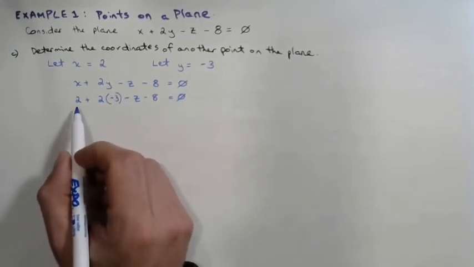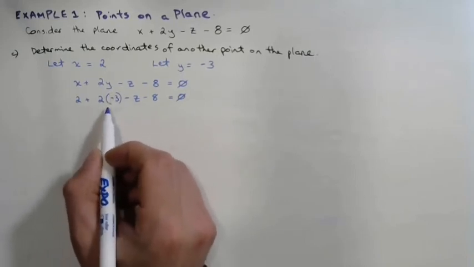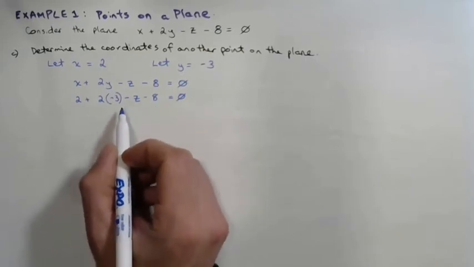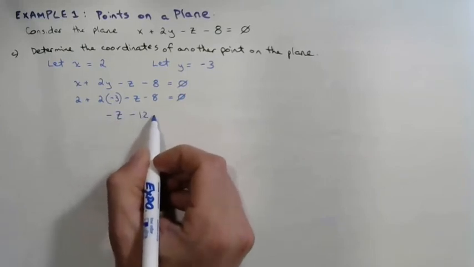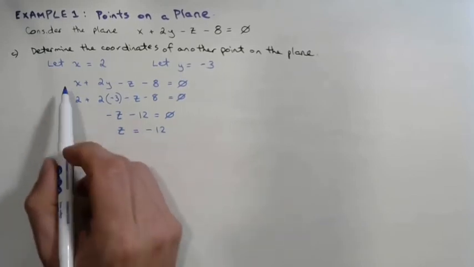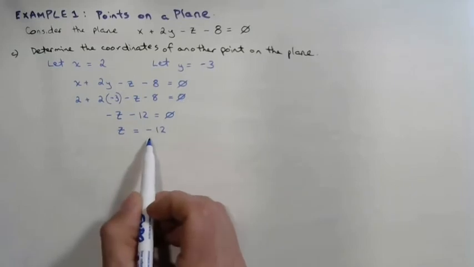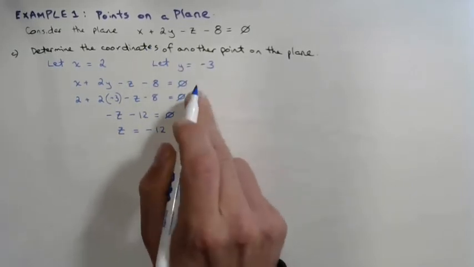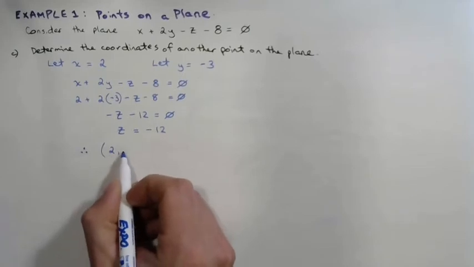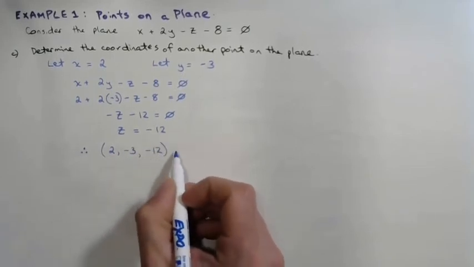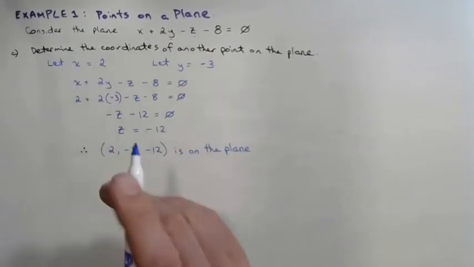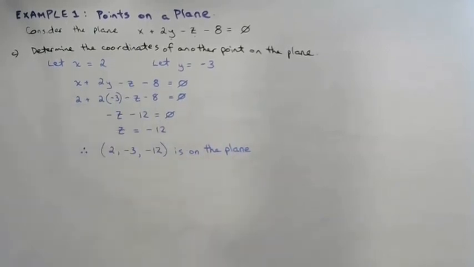Okay, so here we go. We've got 2 plus negative 6. Okay, so 2 minus 6 is negative 4. Minus 8 more is negative 12. So I've got negative z minus 12 equals 0. I'm going to add z to both sides. That tells me that if x is 2 and y is -3, z has to be -12 in order to maintain this truth claim, in order to satisfy the equation. So what does that tell me? It tells me, therefore, the point 2, -3, -12 is on the plane. And again, you could have chosen any of the two variables to set the value for, and then use algebra to find that third variable that will satisfy the equation.